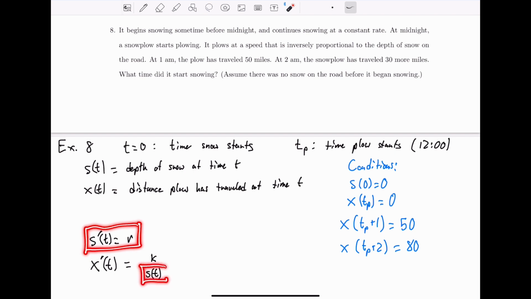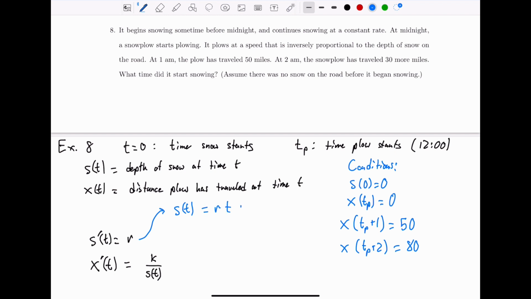Now using this piece of information, that the snow falls at a constant rate, we can find the function that describes the amount of snow on the ground. So take this function here for the rate at which the snow falls. If the rate is constant, then we can integrate to find the antiderivative of the rate, which is just the depth. So we can say that s of t is the antiderivative of this constant r. The antiderivative of a constant is just the constant times t plus some constant c.